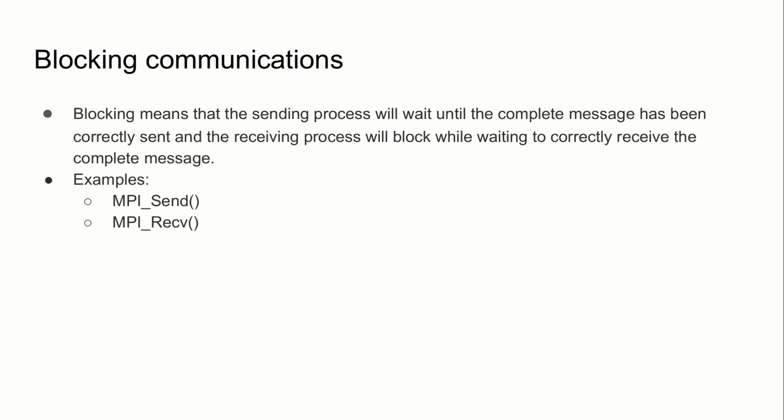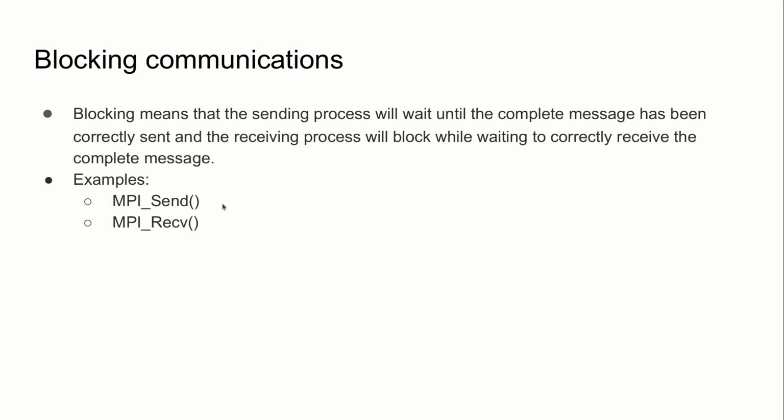So basically, we have two processes, A and B, and process A wants to send a message. This process will be blocked until everything's fine, until we send the message, and in the other case, until process B receives this message.